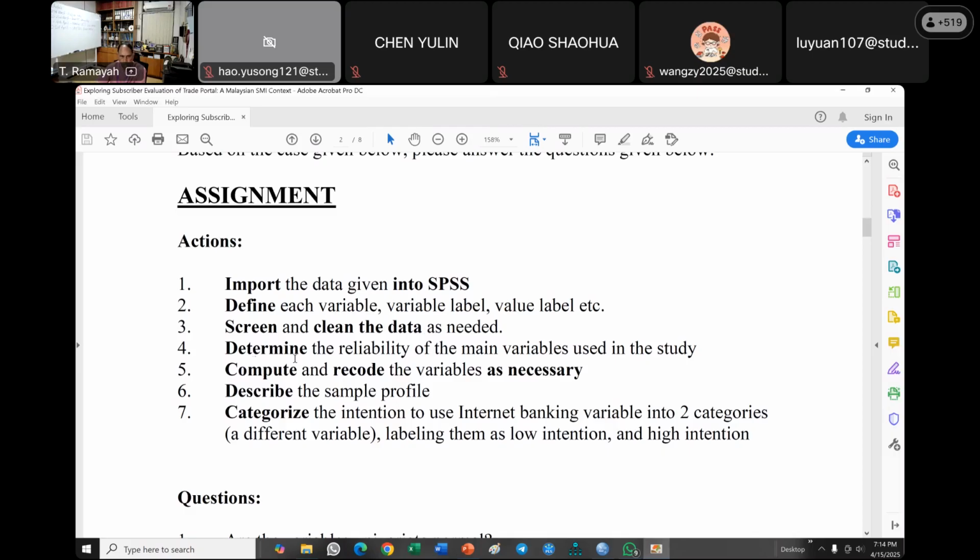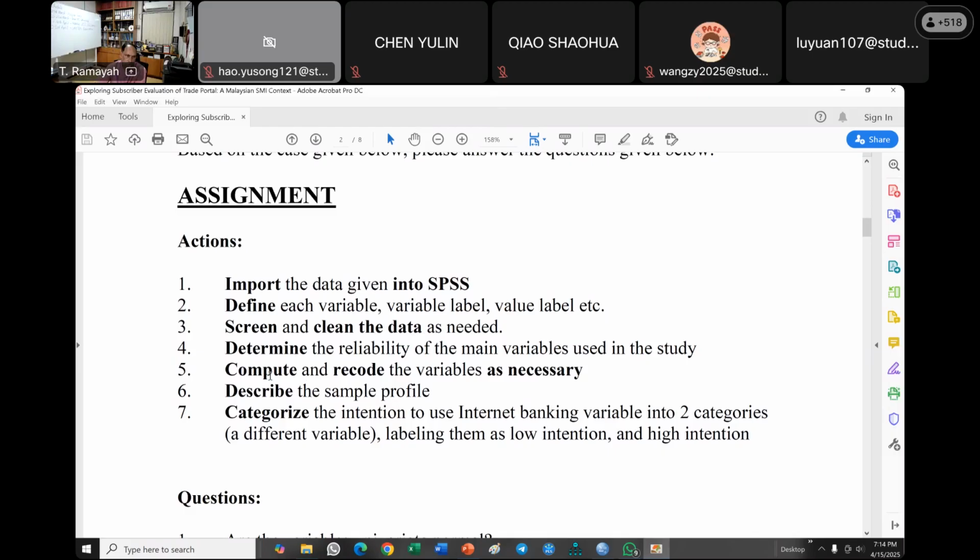I also showed you how to run reliability for the variables in your model. You will be given the model, and based on the model, you need to run reliability. How to report the reliability table I will share with you later. That's not a concern, but you need to do that.